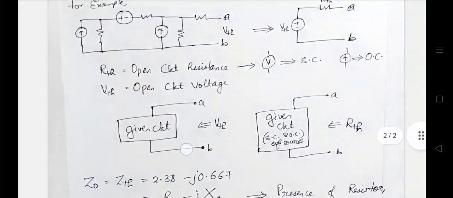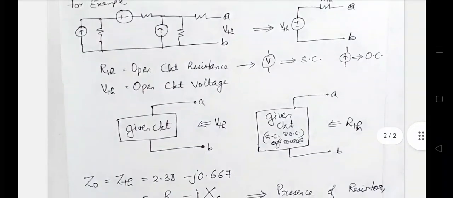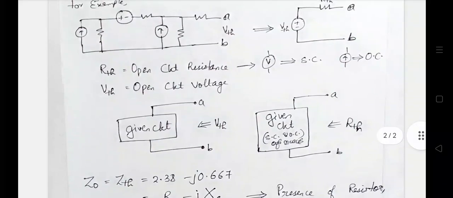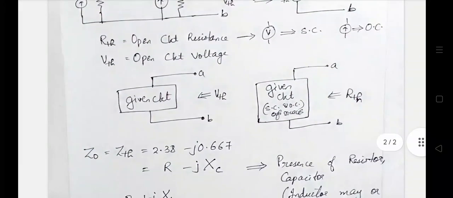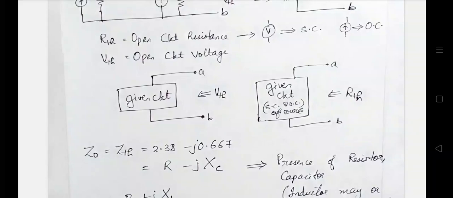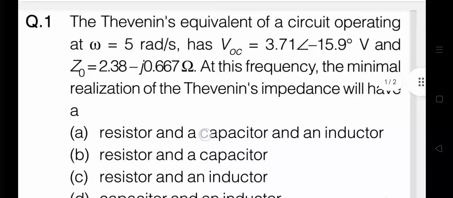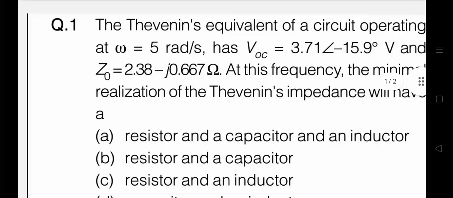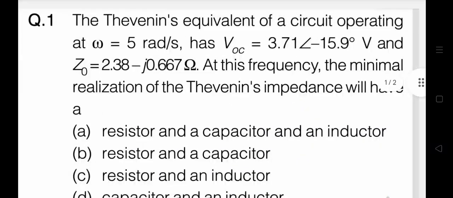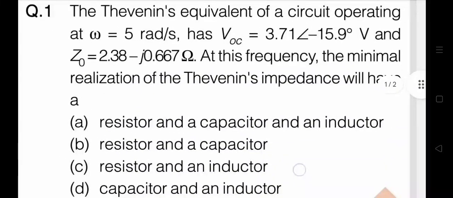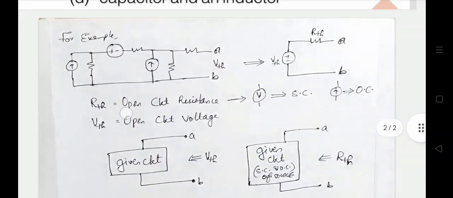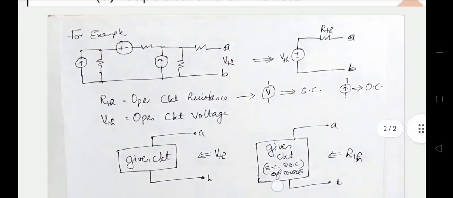And with the same given circuit without making any changes, that means no need to short circuit or open circuit the sources, find the Thevenin's voltage across A and B. We will discuss finding VTH and RTH in some other questions. For our question, what we have to find is the minimal realization of Thevenin's impedance. In the question they have given the open circuit impedance. Open circuit impedance means the same Thevenin's resistance or Thevenin's impedance.